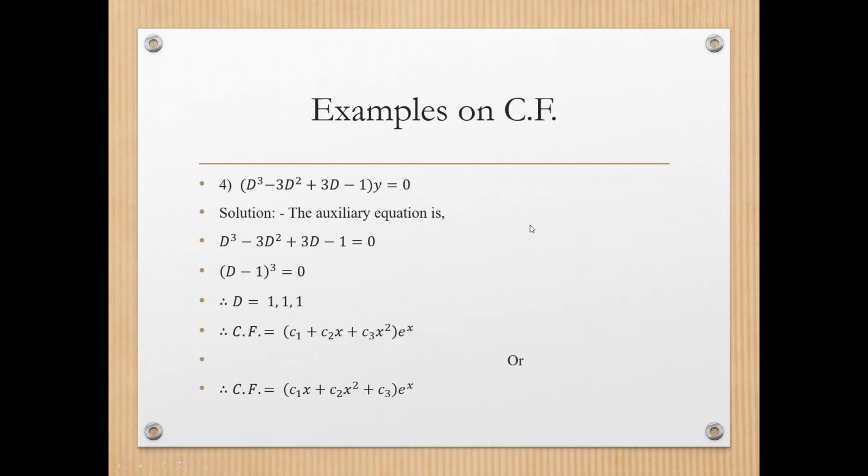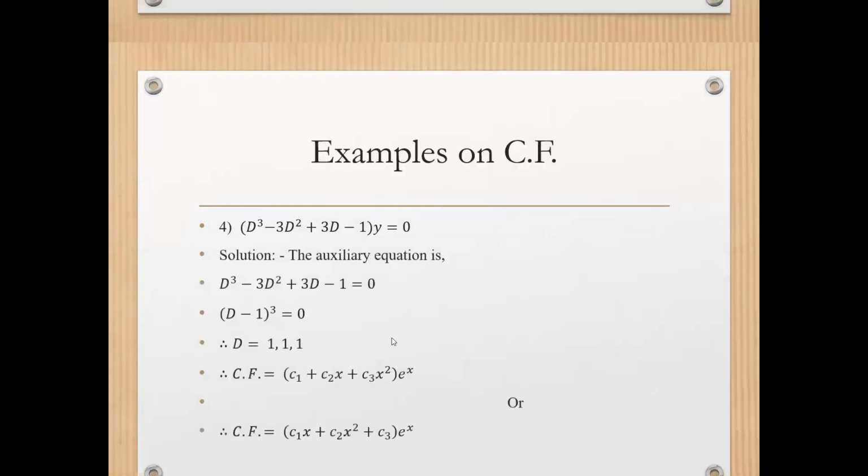First find its auxiliary equation. Auxiliary equation is what? D cube minus 3D square plus 3D minus 1 is equal to 0. Find its root, or you may write this equation as like this: D minus 1 bracket cube is equal to 0. So we get D as 1, 1, 1. Okay, this 1 is a root repeated 3 times. All the roots are real and repeated 3 times. Corresponding to this root, we can write complementary function as c1 plus c2x plus c3x square into e raised to x.